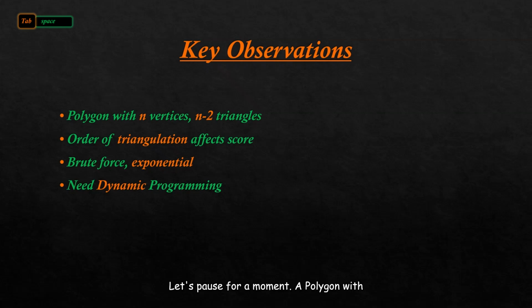Let's pause for a moment. A polygon with n vertices will always split into exactly n-2 triangles, but the order in which we cut directly affects the total score. Brute force would mean checking every possible division, which quickly becomes impractical as n grows. This observation pushes us towards a smarter solution: dynamic programming.